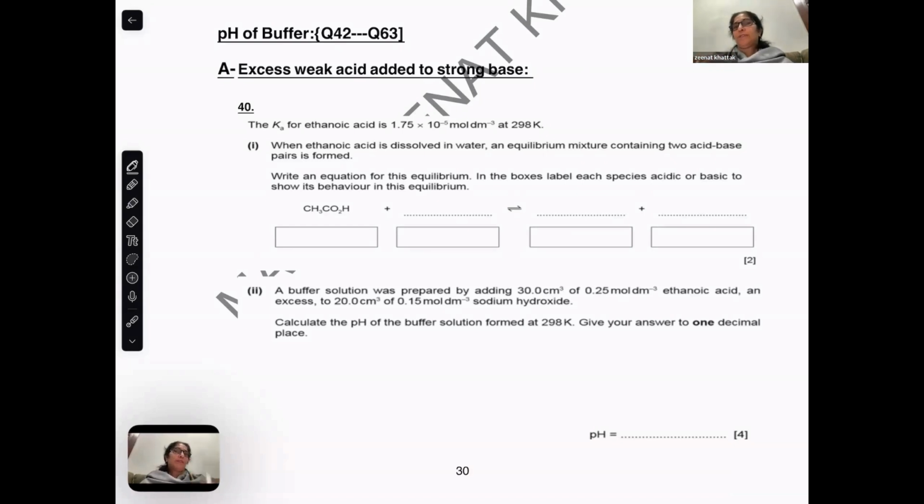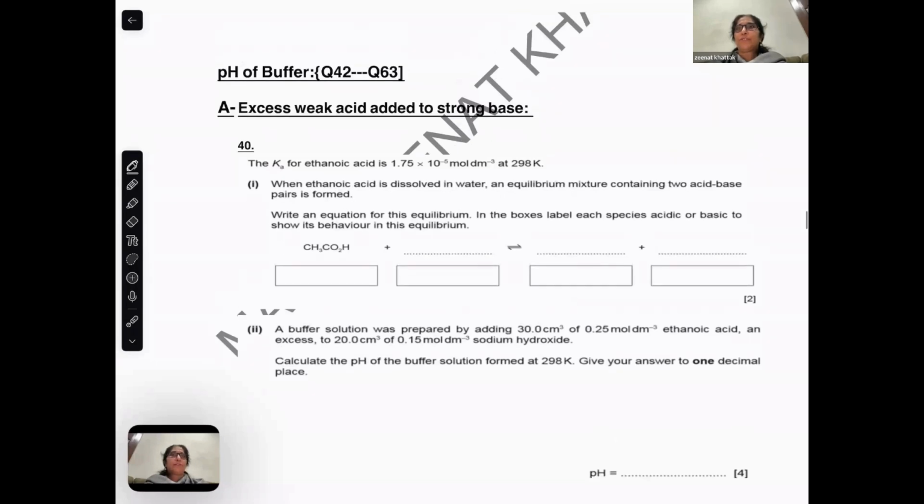In the previous lecture, we did the function of the buffer, how the buffer works, what the buffer is, and what formula is used to calculate the pH of the buffer. And now we are going to use that formula, right? So if you see on the screen, there are questions 42 to 63 on buffer pH calculations.